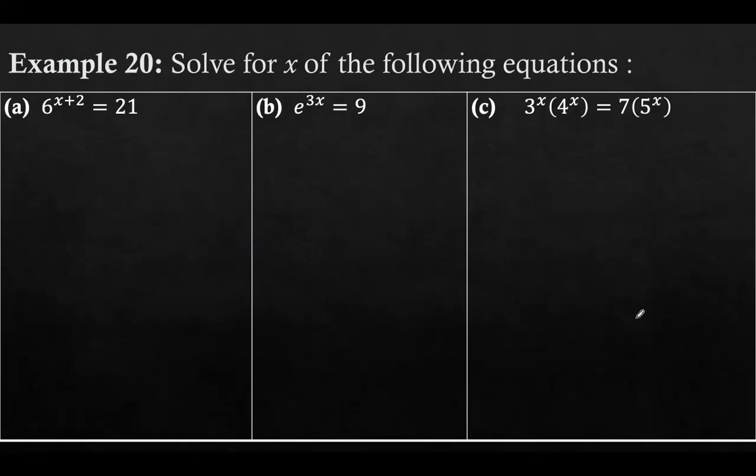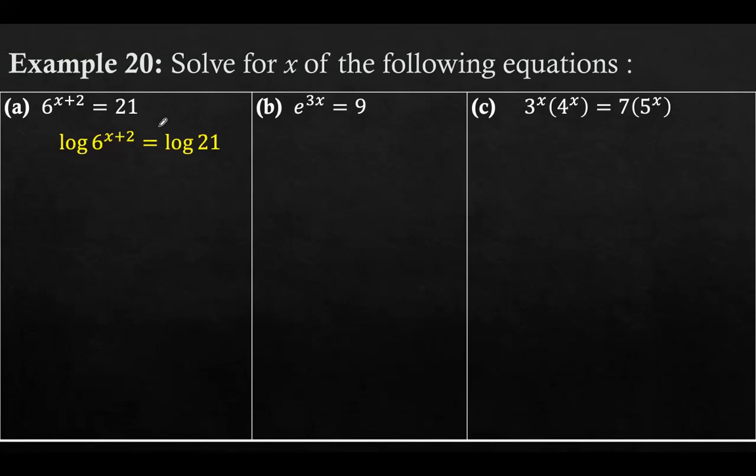Right. So for A, you can see A is 6 to the power of x plus 2 equals 21. We cannot change 21 into base 6, and the power is not a round number, right? So what we do, we have to take log on both sides. So log 6 to the power x plus 2 equals log 21. Log here means log to the base 10. In your calculator later on you can see the log button there.